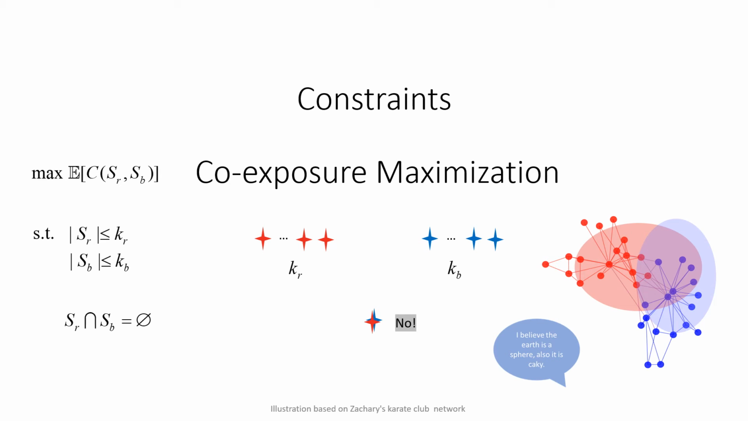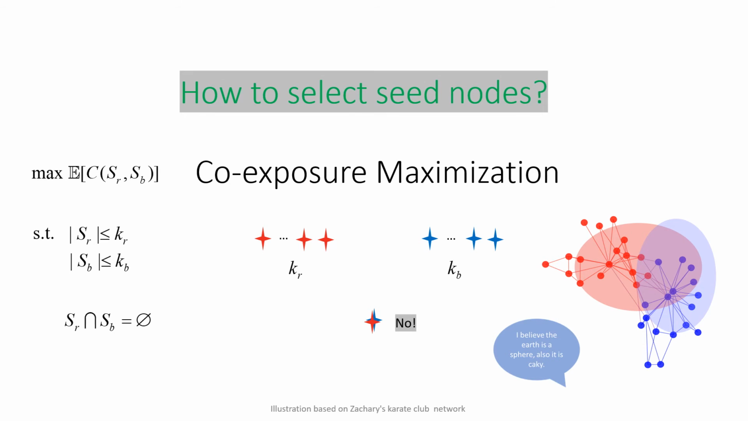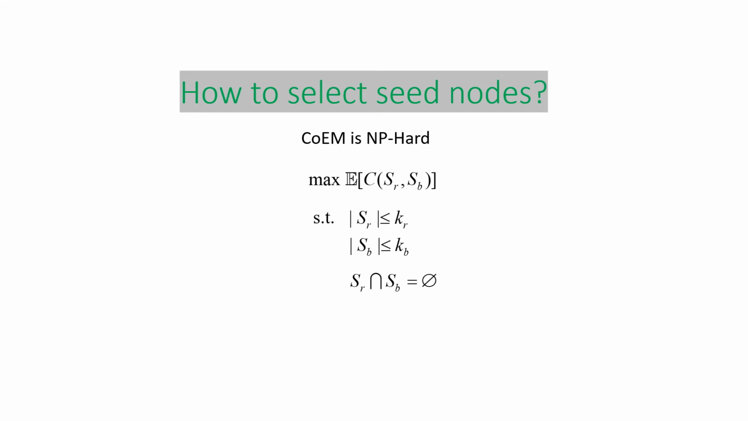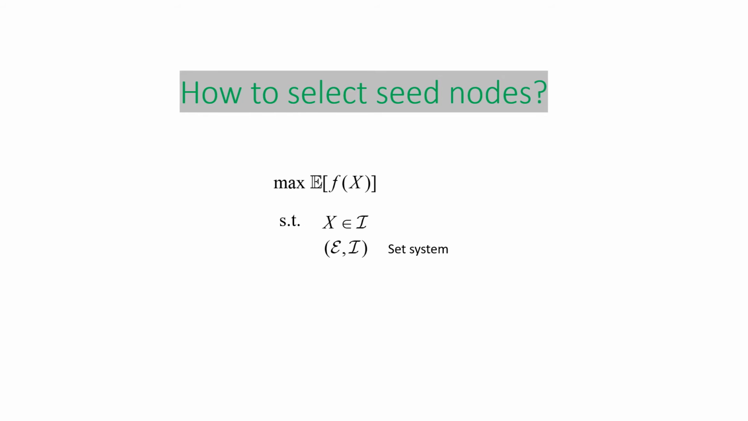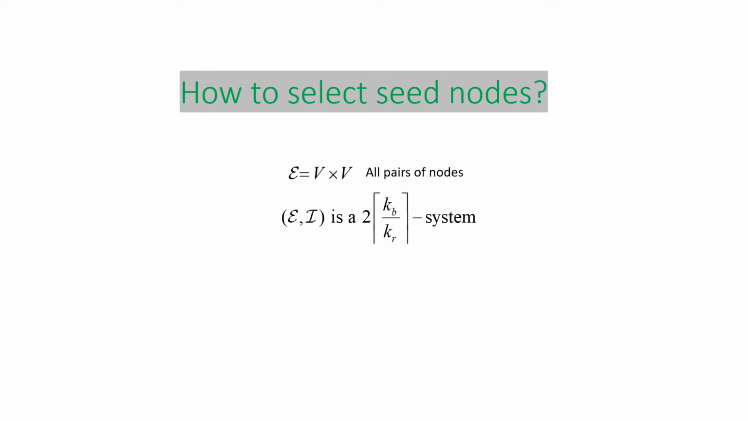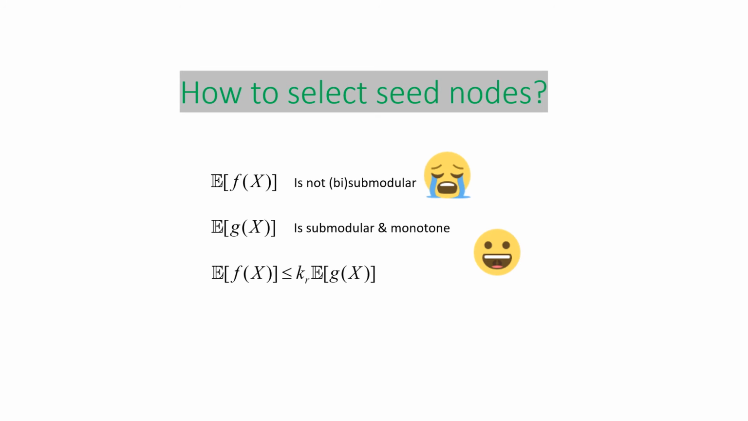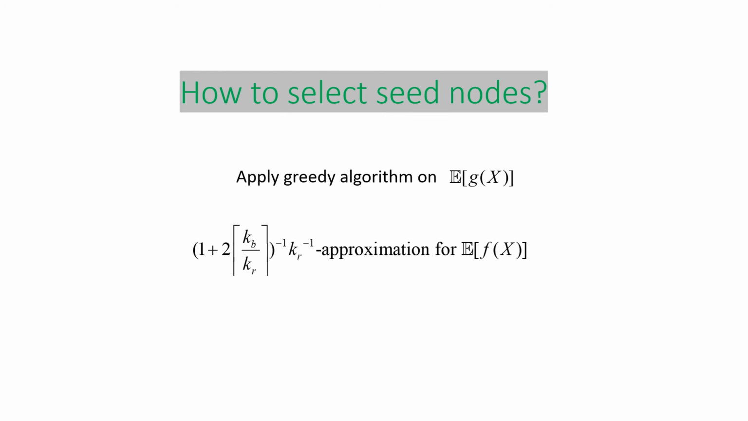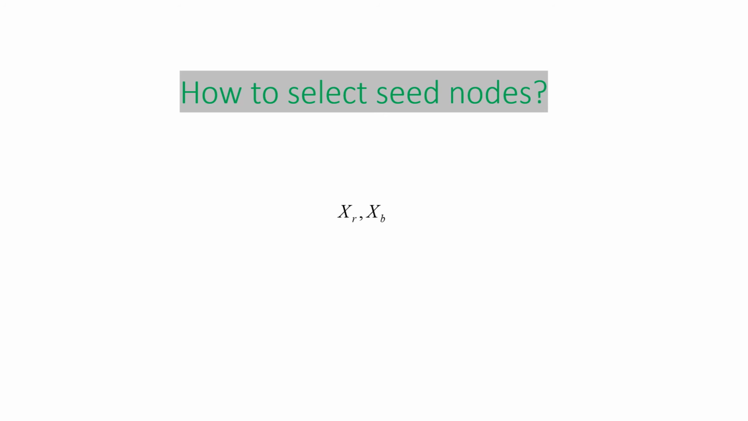So how to select the seed nodes? Our problem is NP-hard. We reformulate it into maximize F function subject to a set system constraint. This set system is a P system. F is not submodular, while we find a G function that is submodular, monotone, and has a multiplicative difference with F. We apply the greedy algorithm on this G function and get an approximation of this F problem.